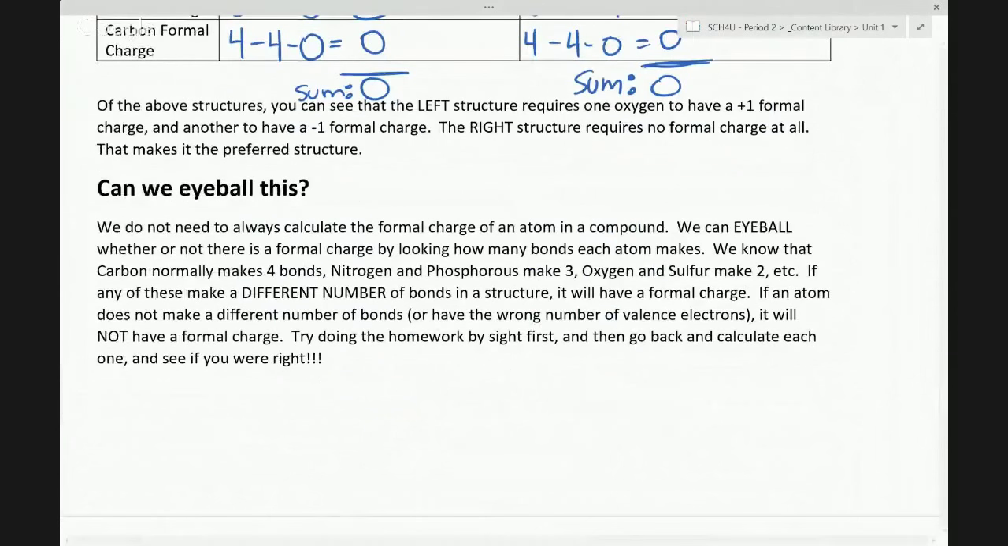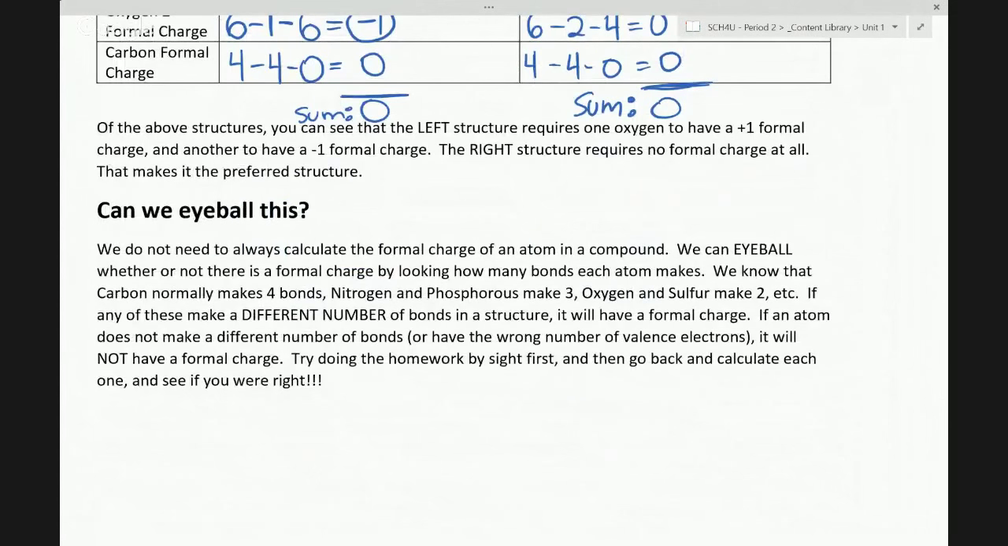The last thing I'd say is, can we eyeball this? Yeah, you can. We don't always need to calculate the formal charge of an atom in a compound, because we can see really quickly by looking at how many bonds each atom makes and comparing it to its known carrying capacity. We know that carbon normally makes 4 bonds. So if carbon is making 4 bonds and has no lone pairs of electrons, it doesn't have a formal charge. Nitrogen and phosphorus normally make 3 bonds. Oxygen and sulfur normally make 2.